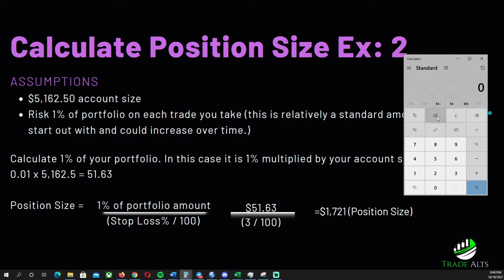So again, let's bring the calculator over here. Same thing: 51.63 divided by 0.03. So it's 3%, since 3 divided by 100 is 3%. So $51.63 divided by 0.03 equals 1,721. That is going to be our new position size for this trade.